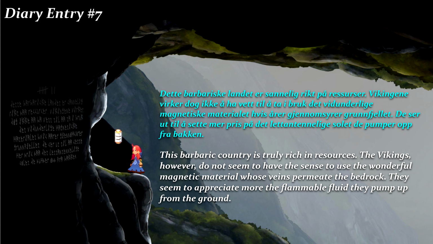Entry 7. This barbaric country is truly rich in resources. The Vikings, however, do not seem to have the sense to use the wonderful magnetic material whose veins permeate the bedrock. They seem to appreciate more the flammable fluid they pump up from the ground.